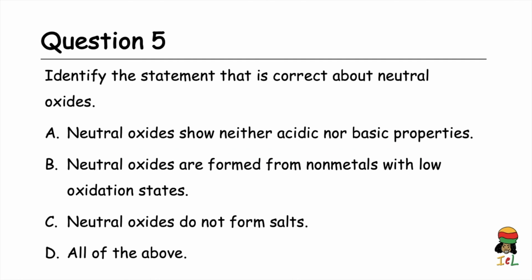Question 5. Identify the statement that is correct about neutral oxides. A. Neutral oxides show neither acidic nor basic properties. B. Neutral oxides are formed from nonmetals with low oxidation states. C. Neutral oxides do not form salts. D. All of the above. The answer is D. All of the above statements, A, B, and C, are correct.